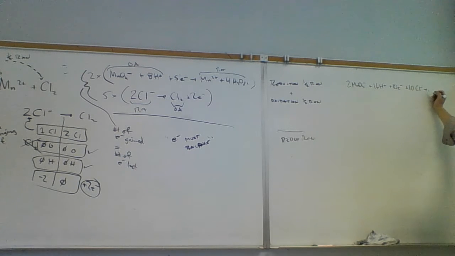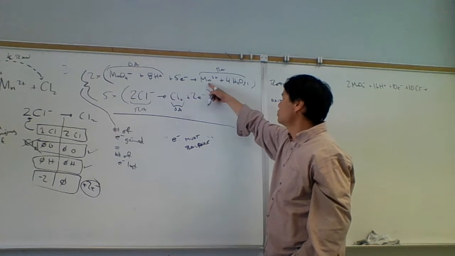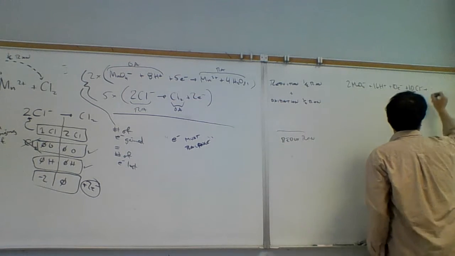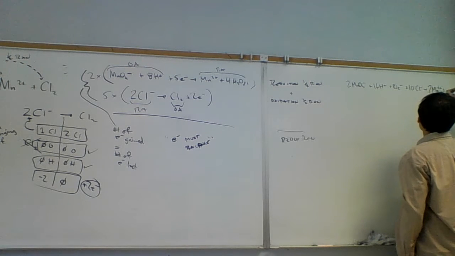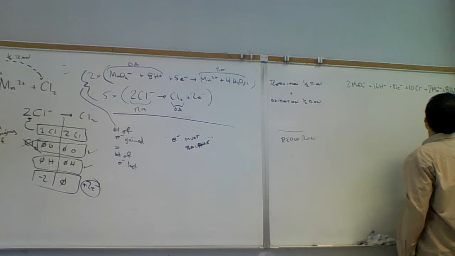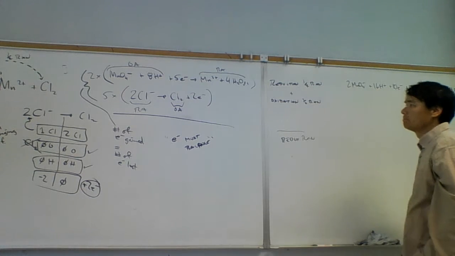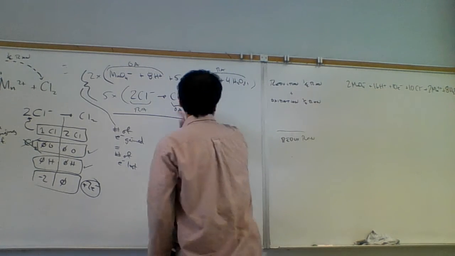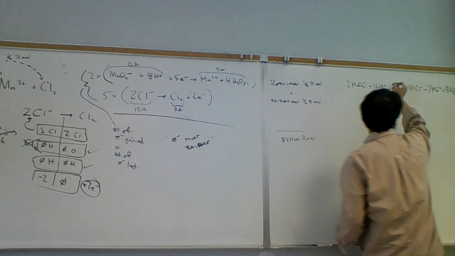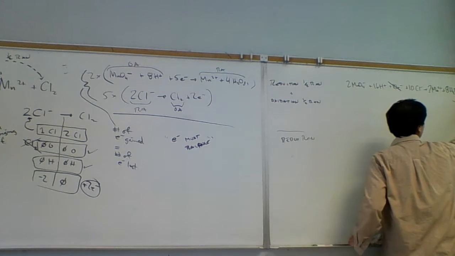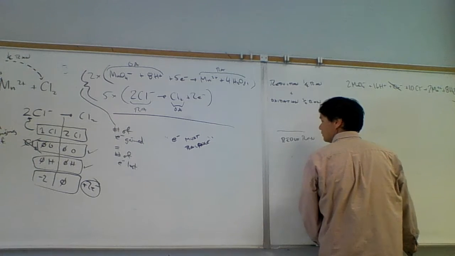Okay, this is going to yield, now sum up everything on the right. I'm going to get 2 manganese 2+, plus 8 waters, plus 5 chlorines, plus 10 electrons, which I'll write down here. So the 10 electrons gained have to equal the 10 electrons lost. Electrons must cancel out.